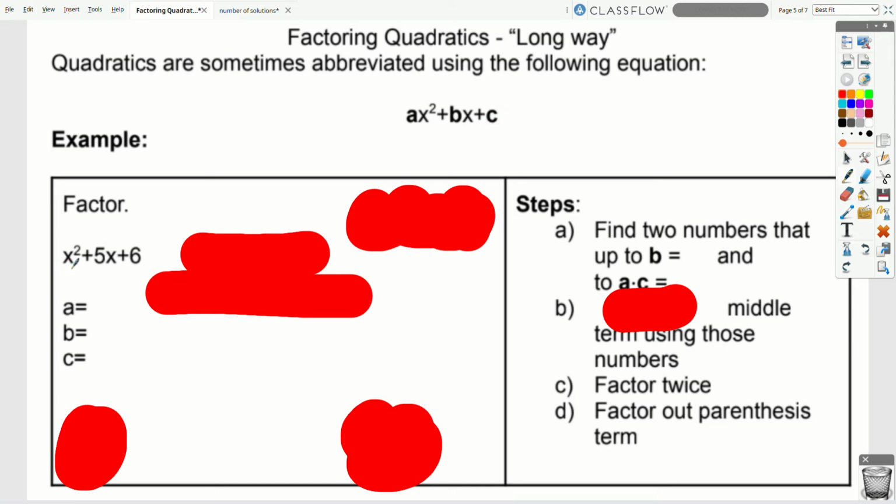So if we have x squared plus 5x plus 6, we could say there's a 1 in front of the x squared. We could say that a is 1, the b is 5 in front of the x, and then the c is the number by itself, 6.